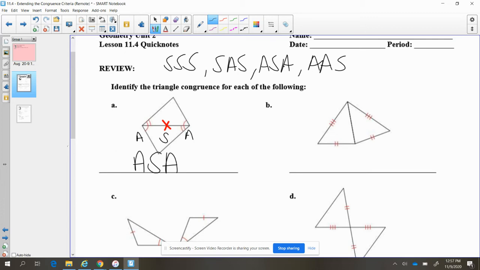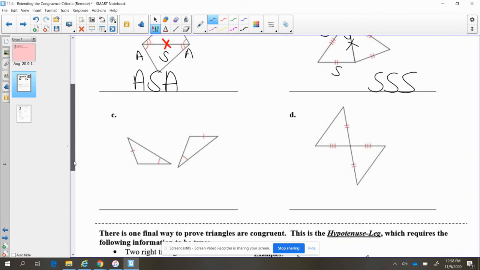In letter B, again, we have this reflexive side in common, and then we have another pair of sides given, as well as a third pair of sides. So these are congruent by side, side, side. In the example C, they do not share a side in common. They also are not vertical angles. And then unfortunately, they only give us a pair of sides and another pair of angles congruent. So in this case, this one is not enough info to officially state what they are, because we need at least 3 pieces of information.